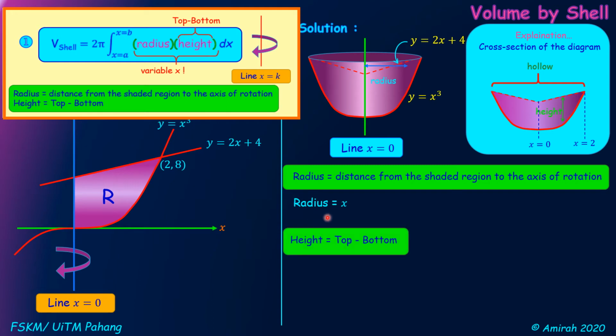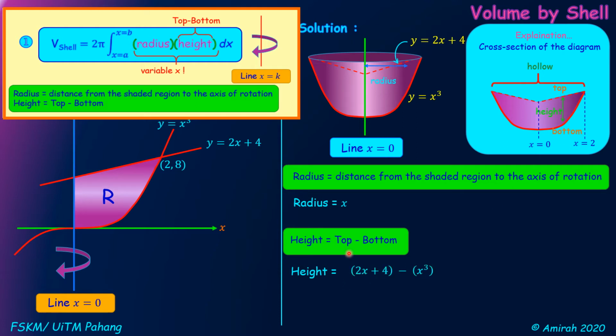After we find the radius, we need to find the height. From the cross section of this diagram, this is the height. The height equals top minus bottom. So if we integrate with respect to x, the formula for height under volume by shell equals top function minus bottom function.